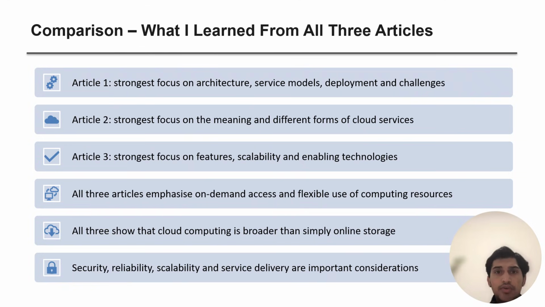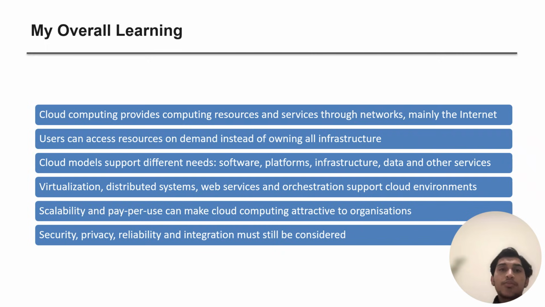So to compare, here is the overall conclusion or summary from those three articles. When I compare the three articles, I can see that they complement each other. The first article helped me understand architecture, service models, deployment models, and challenges. The second one helped me understand the broader meaning of cloud computing and the different types of services involved in it. The third article helped me understand the features and technologies that make cloud computing possible. Together, they gave me a more complete understanding of cloud computing.